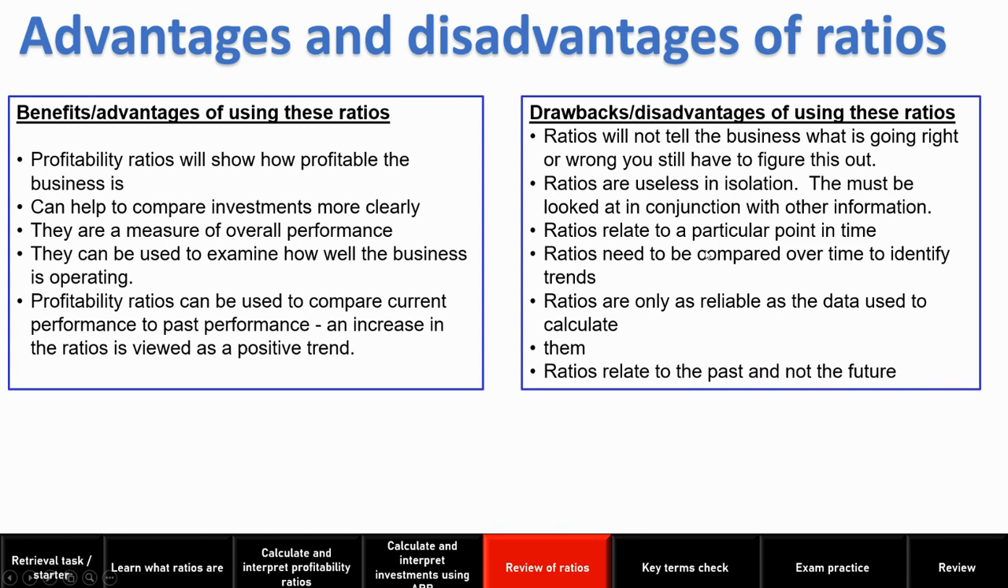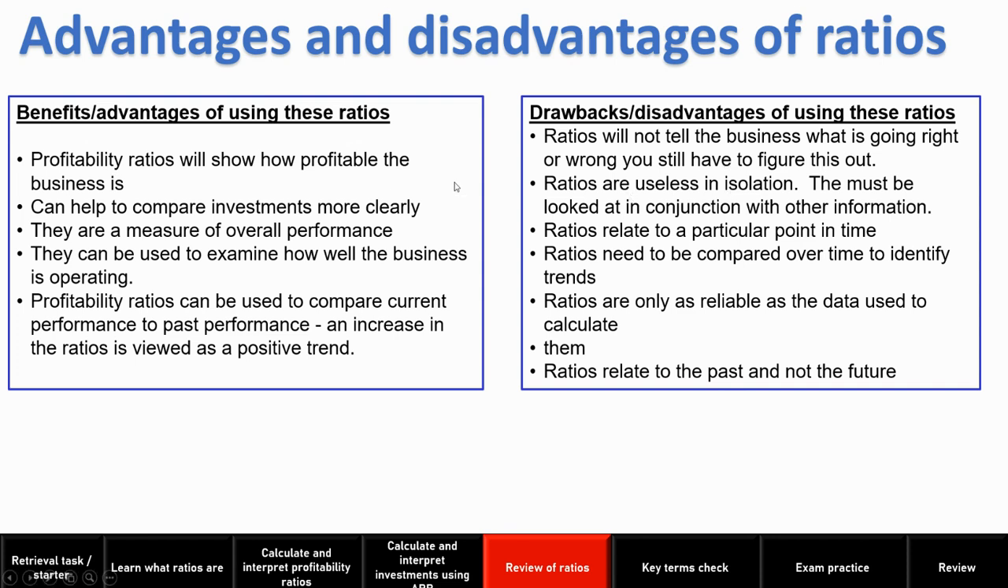ratios are only as good as the information that's in them. If the information going in is not accurate, then what we get out is also really poor. Just because something happened in the past, because ratios always look back in time, doesn't mean it's going to happen in the future. And if I just look at 1 year's worth of ratios, that's really limited. I need 2 or 3 years so I can see a pattern emerging over time.